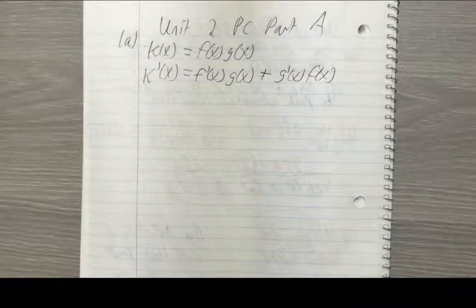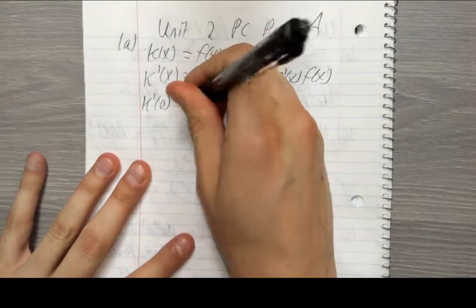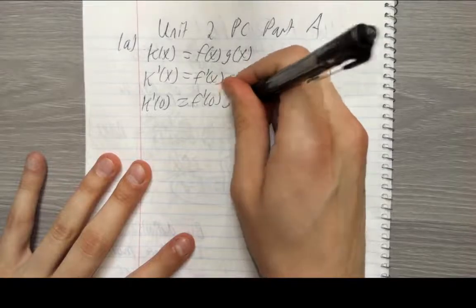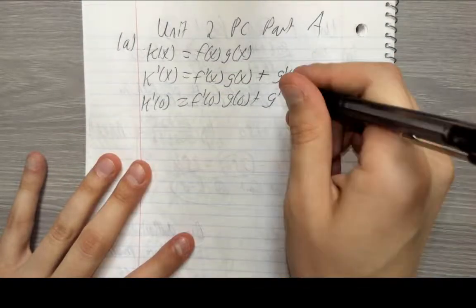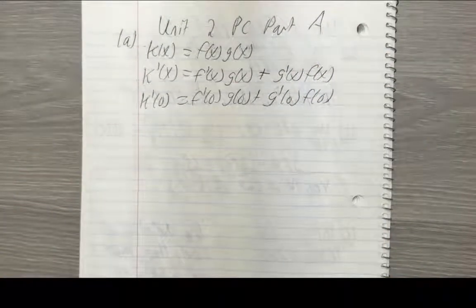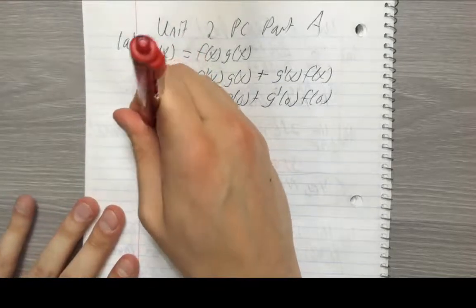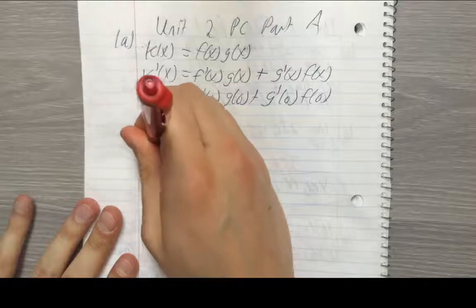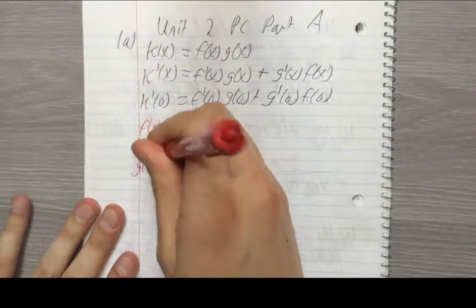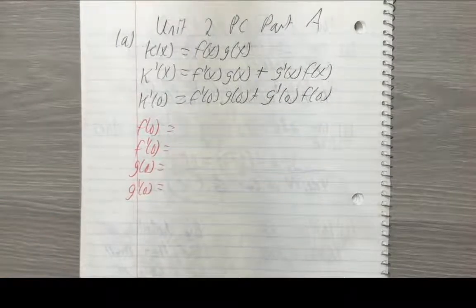Okay, you don't have to put this step, but maybe some people like to look at it this way. If I'm finding k prime of 0, I'm replacing all my x's with zeros. And now the way I'm going to organize my work is I'm going to actually try to find each of these values. So I'm going to label each of them so I have them.